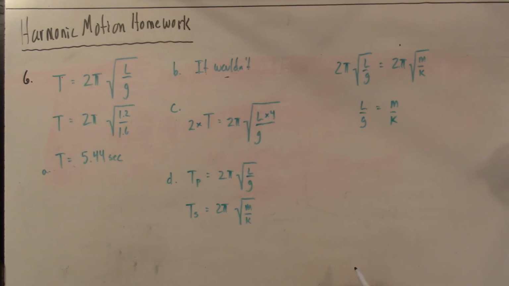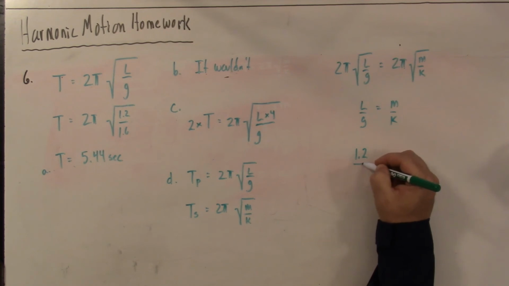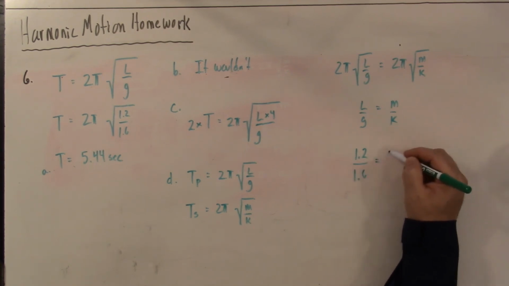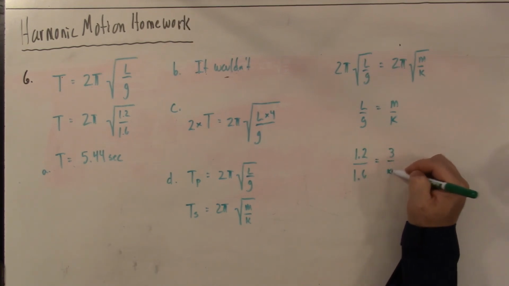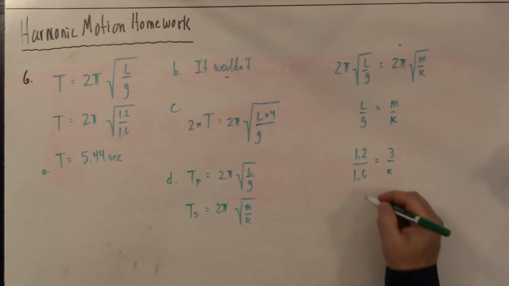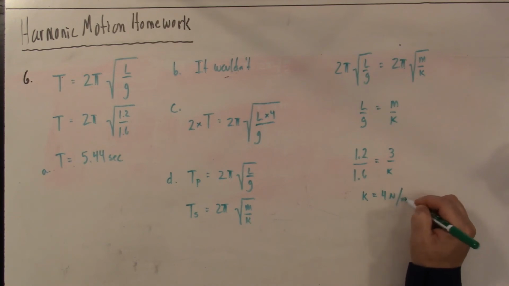And now we can plug and chug in what we know. It says the length of the pendulum is 1.2. The gravitational field strength is 1.6. The mass that we're using is 3 kilograms. And we can solve for K. And we've got a spring constant of 4 newtons per meter.